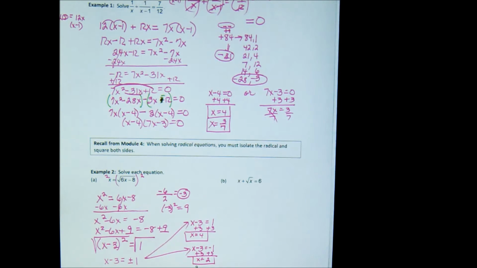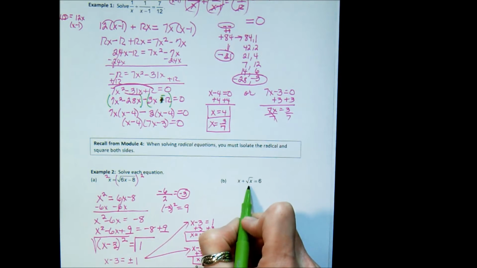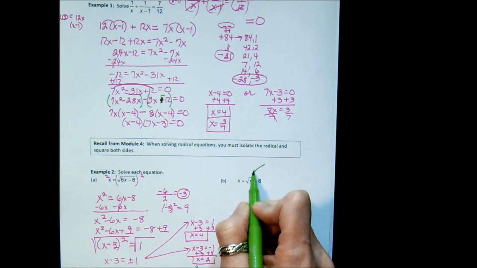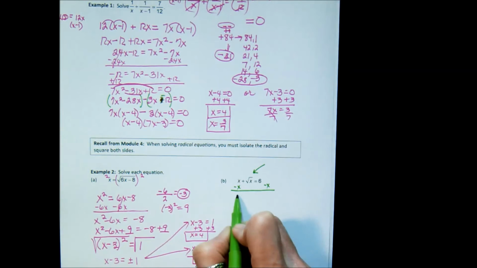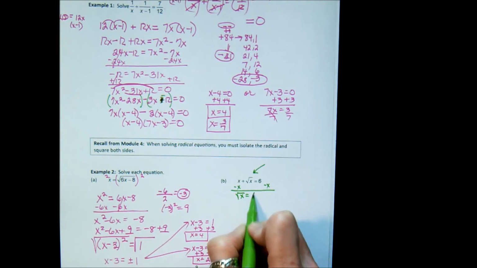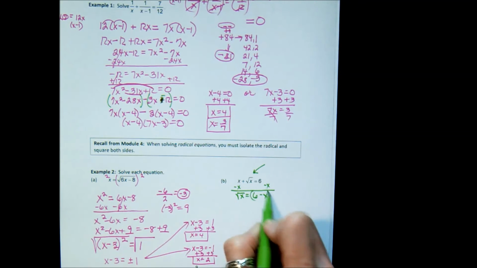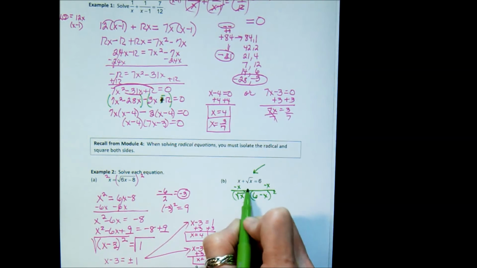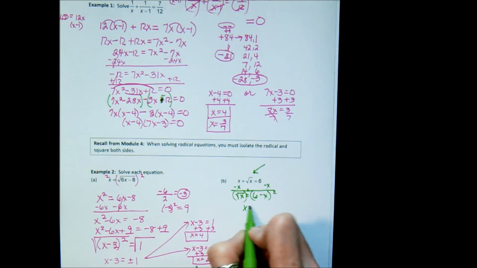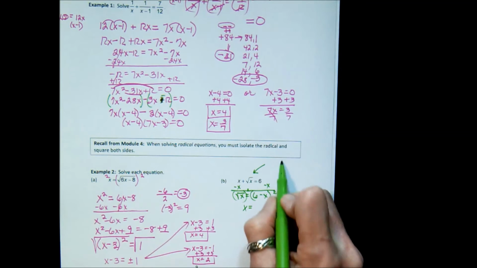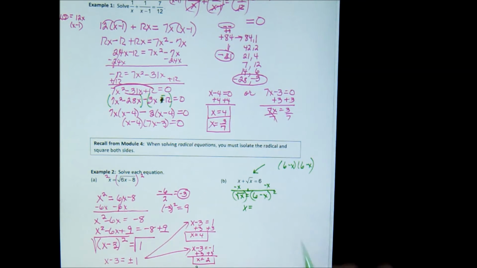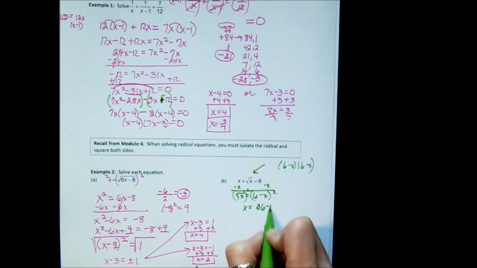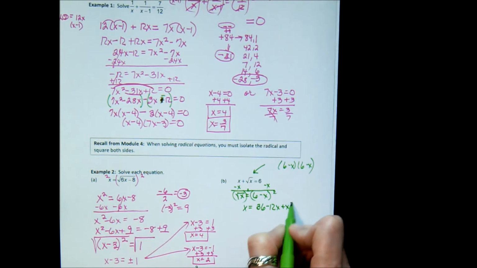All right, let's look at this second one. In order to solve this, I have to isolate this radical, so I'm going to subtract the x. That gives me square root of x equals 6 minus x. Now I'm going to square both sides. So x equals, if you write it twice and FOIL it out, you're going to get 36 minus 12x plus x squared.